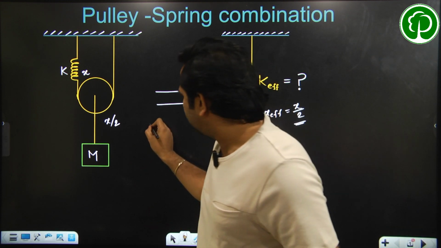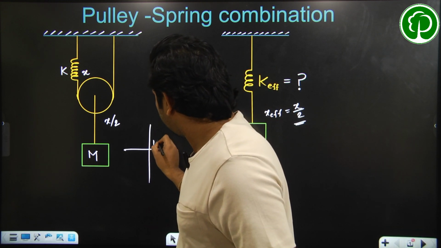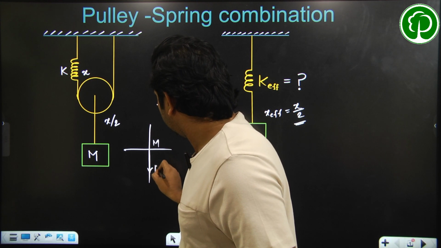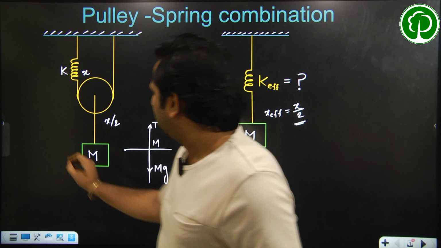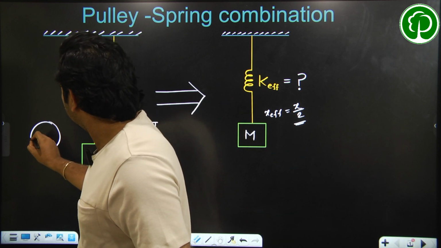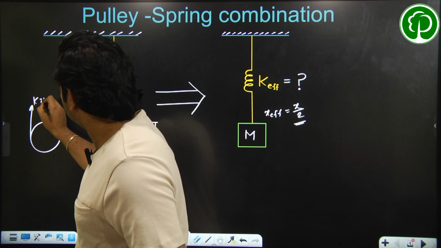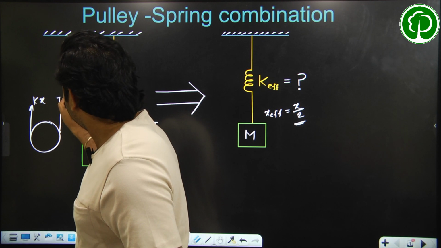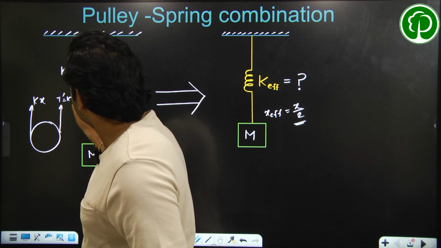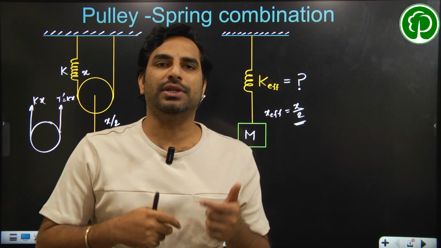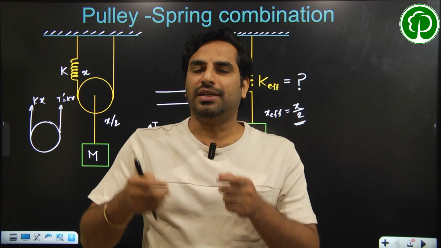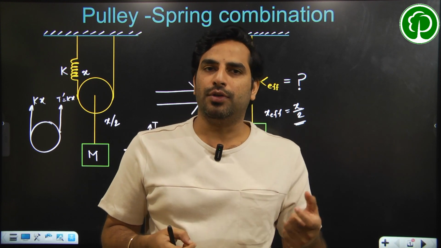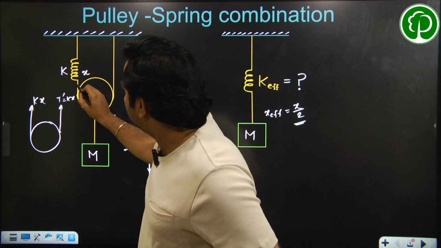Now draw the free body diagram of this mass. So you have mg down and the tension T up. Now draw the free body diagram of the pulley. So you have kx up and there is T dash, and T dash is also equal to kx if a spring is connected to a string. If a light spring is connected to a light string, the tension in the string and the spring force are equal, because consider this point.